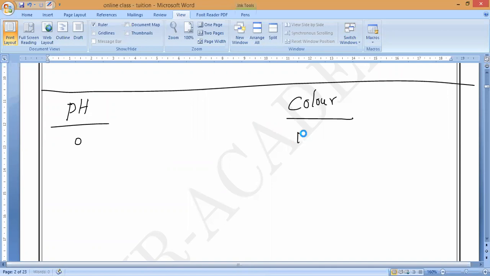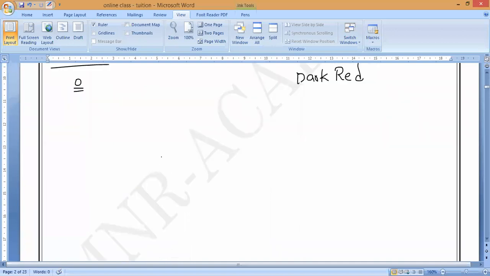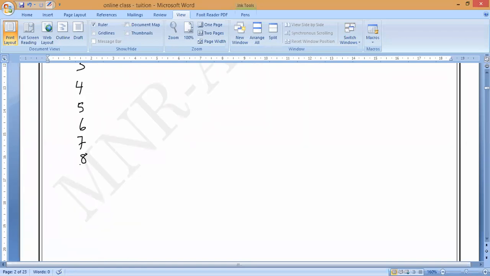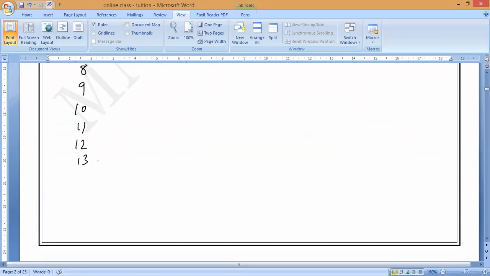What is the color? Dark red. The 0 is hydrochloric acid, dark red. Understand? Hydrochloric acid is 0. Next 1, 2, 3, 4, 5, 6, 7, 8, 9, 10, 11, 12, 13, and 14. Now, all the colors I will give you one by one.